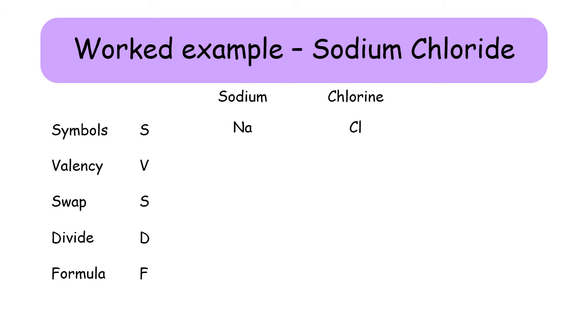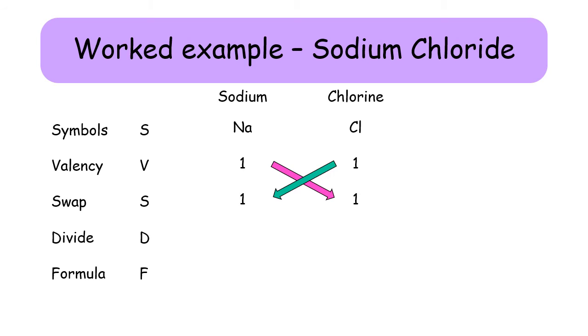Now, with the valencies, look at these elements on page 6, and you can find out that sodium is in group 1, so it has a valency of 1. Chlorine is in group 7, and it also has a valency of 1. Now, we swap these numbers over, and nothing really changes.